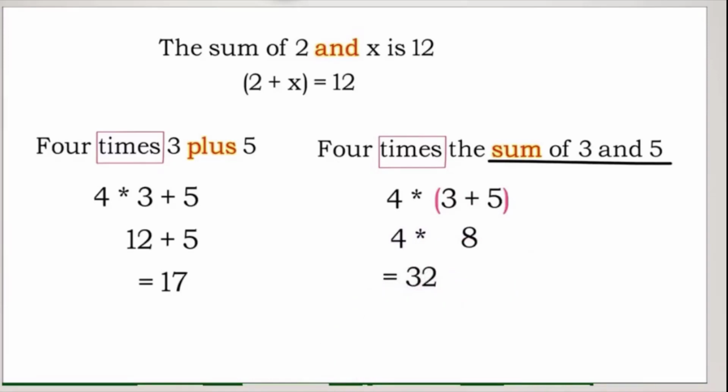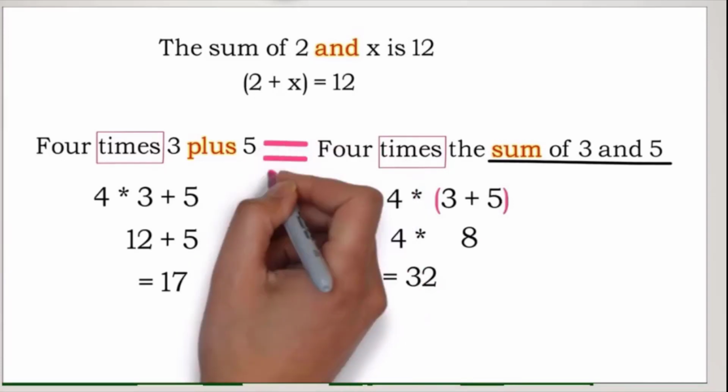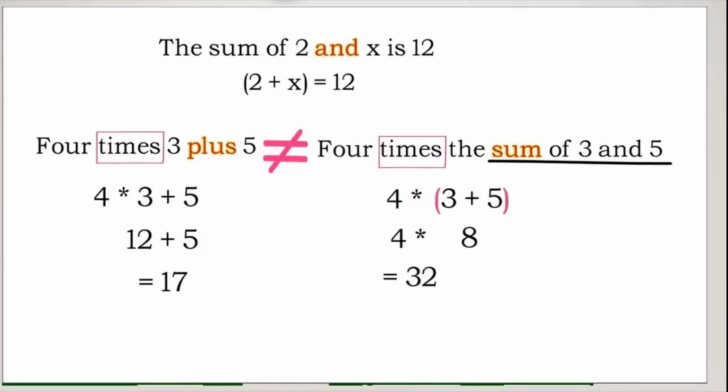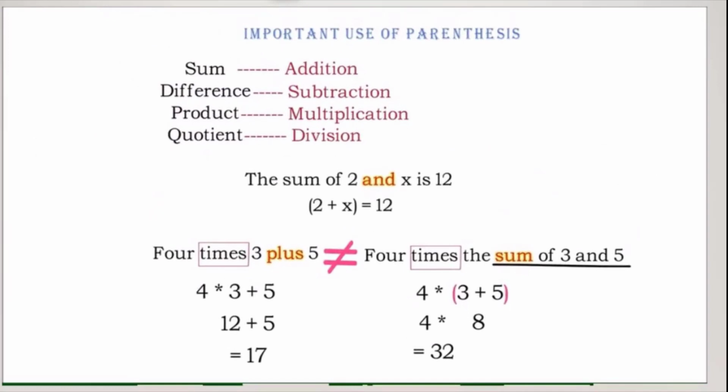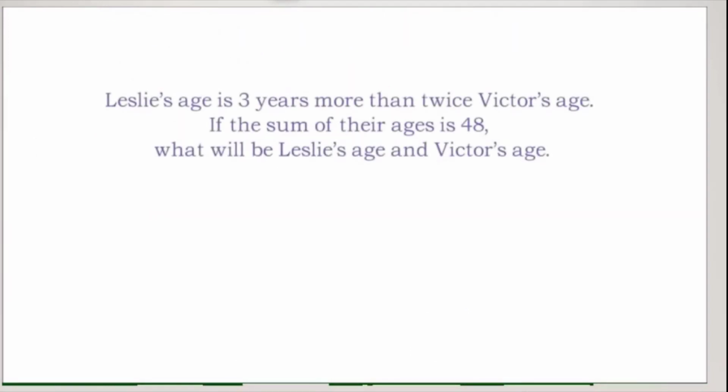If we had not put it in parentheses, we would have solved it as 4 times 3 plus 5, and we would have had it wrong. I hope this example helps you understand why we are making a big deal out of using parentheses for sum, difference, product, and quotient. Leslie's age is 3 years more than twice Victor's age. If the sum of their ages is 48, what will Leslie's age and Victor's age be?